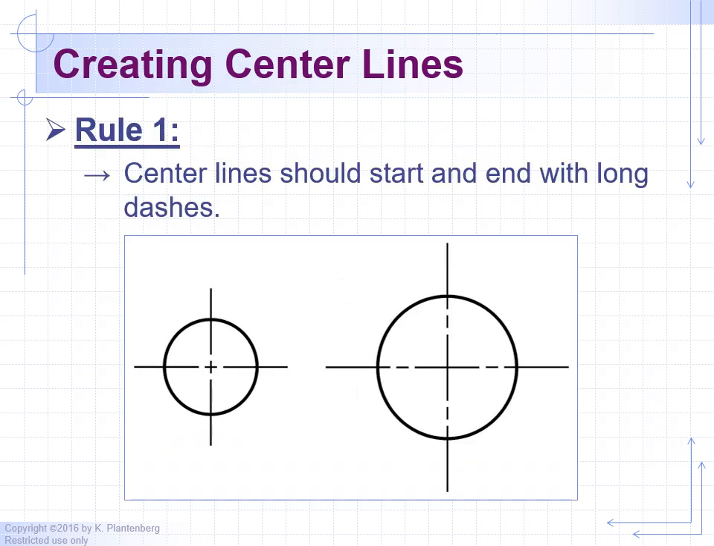The first rule in creating center lines is that center lines should always end and begin with long dashes. So for example, here where we have a relatively small hole, we have a long dash, short dash across the center, and a long dash, right? Now, as I said, if the line gets very long, we can't necessarily do that. So here's an example of a longer center line where it's long dash, short dash, long dash, short dash, long dash. But notice it starts with a long dash, ends with a long dash, both at the top and bottom, right and left.